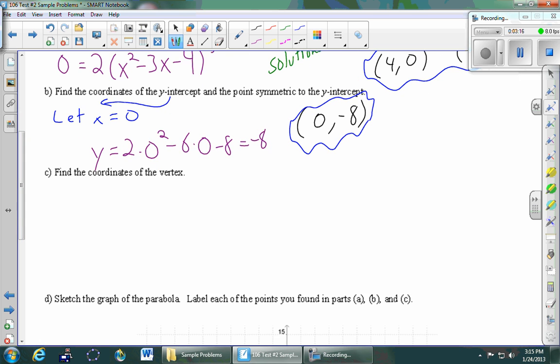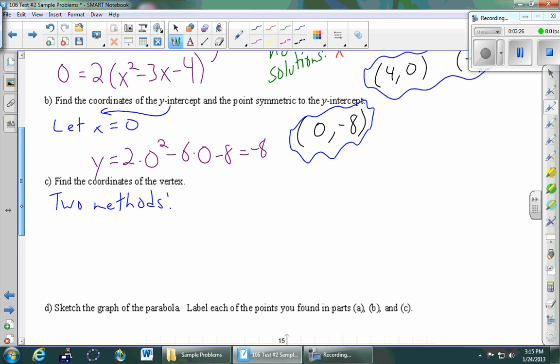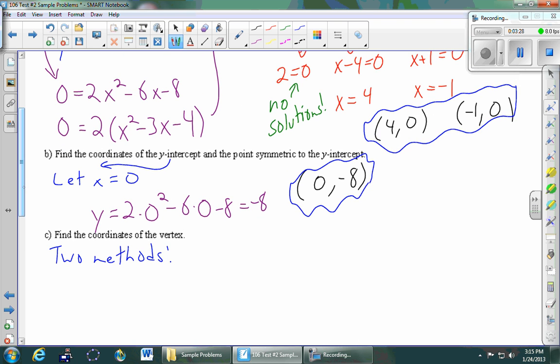Part C says find the coordinates of the vertex. So we're going to do this in 2 different ways. So one way you can find the vertex if you already have the x-intercepts is to just do something to those 2 x-intercepts. So I'm going to write down the x-intercepts are at 4 and negative 1. You can see them in red. So what can we do with those 2 numbers to find the x-coordinate of the vertex? We're going to average them.